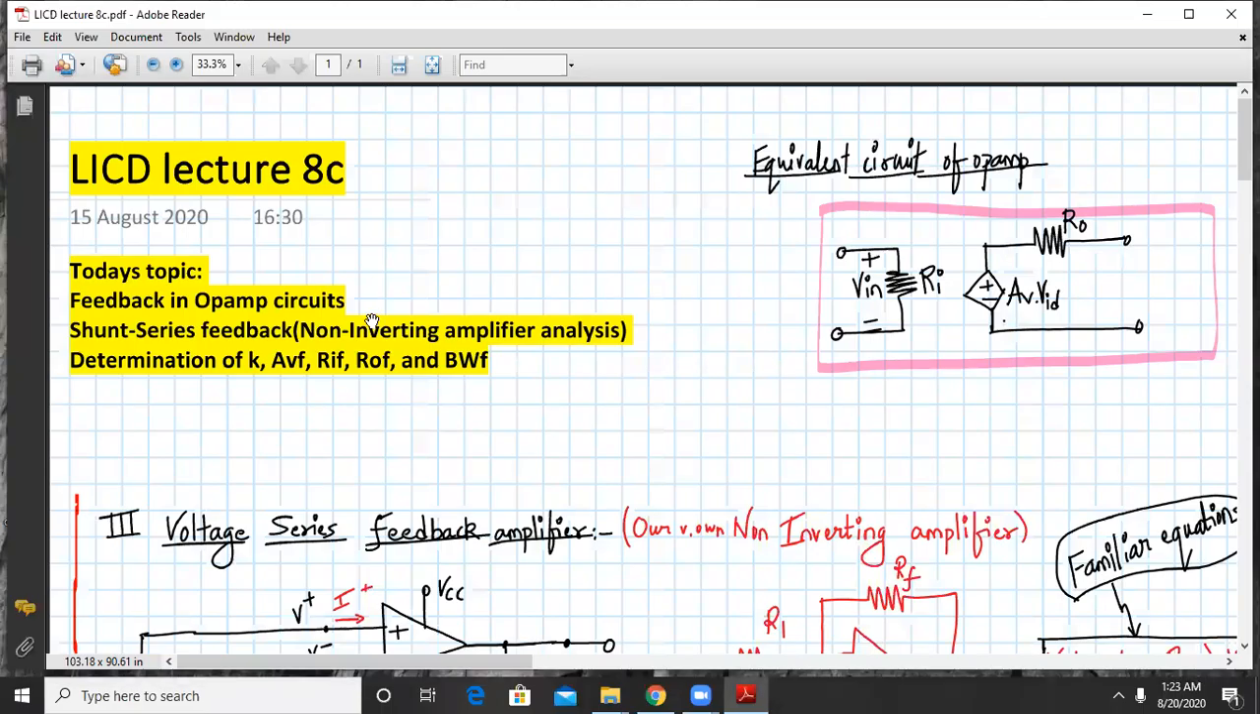Hello everyone, welcome to LICD lecture 8C. Today we are going to derive the expression for the output impedance with feedback, and we are going to see the expression for the bandwidth with feedback for a non-inverting amplifier.